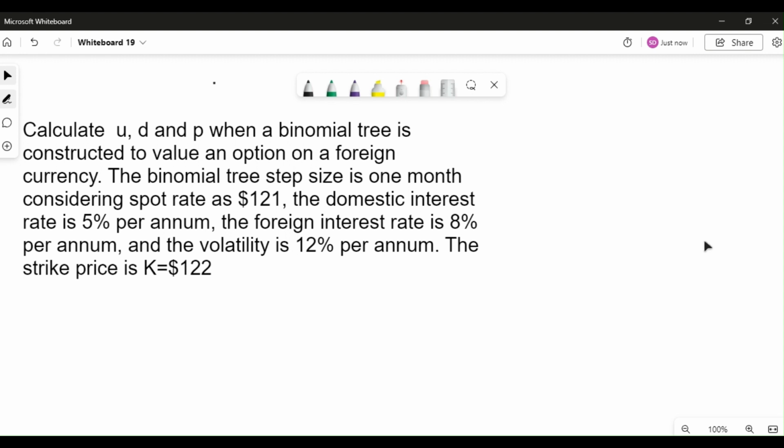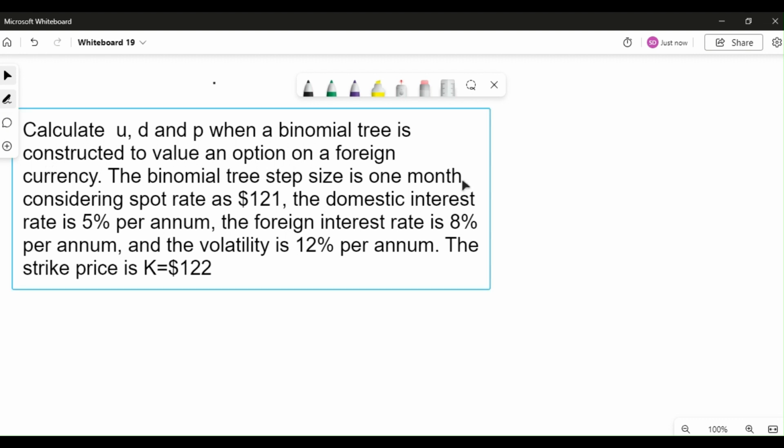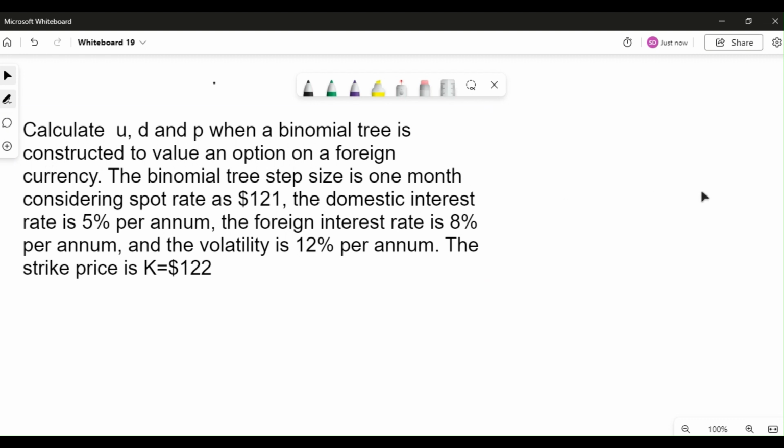As usual, we will go through the question, list down the information, and then we will work on the calculation part of it. The question says: calculate U, that is upward, D, that is downward, and P, which is probability, when a binomial tree is constructed to value an option on a foreign currency. The binomial tree step size is 1 month, considering the spot rate is 121.